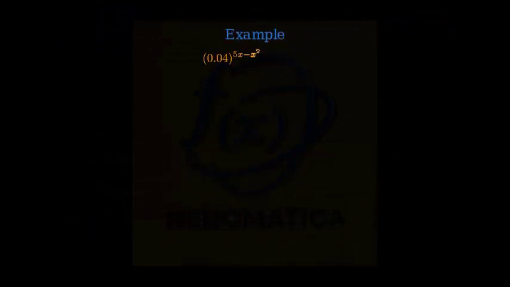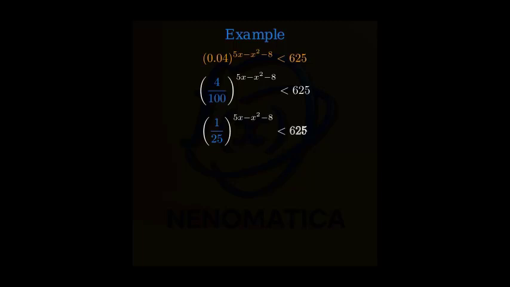In this video, we'll solve an exponential inequality using algebraic techniques. Let's start with the given inequality. Let's begin by converting the base 0.04 to a fraction. We can write 0.04 as 4 divided by 100. Next, we can simplify this fraction to 1 over 25. Now, we can express 1 over 25 as 5 to the power of negative 2. This is because 5 squared equals 25, and 1 over 25 is 5 to the negative 2.